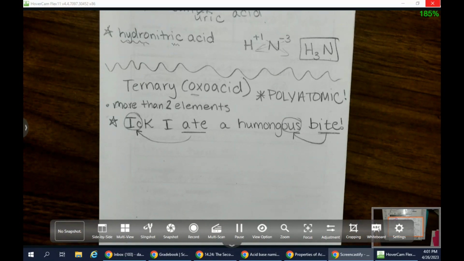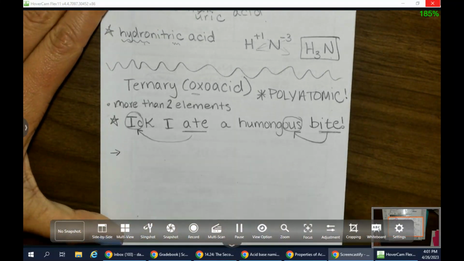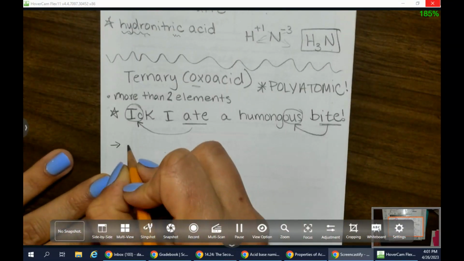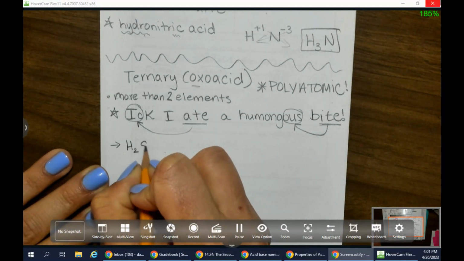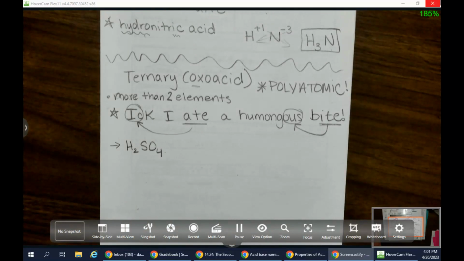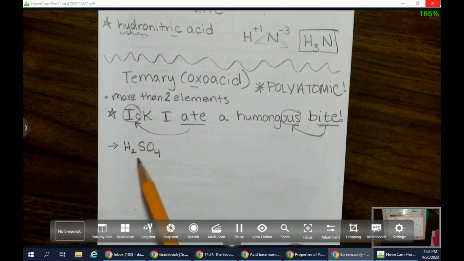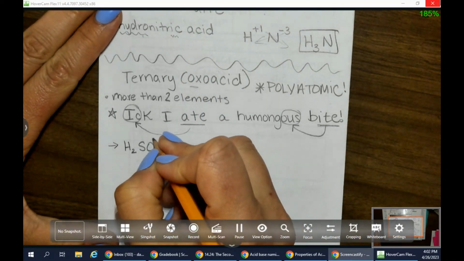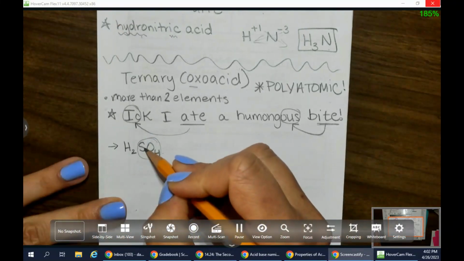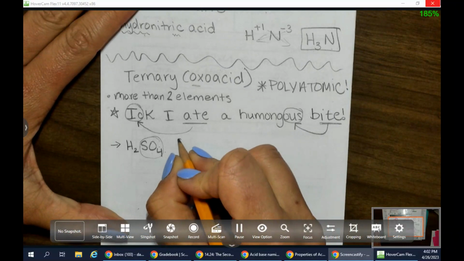All right, so I ate a humongous bite. Here are examples. We'll start with the one that was in the warm-up today: H2SO4. The minute I see that this has 3 different types of elements, then I know it's ternary, and I'm like, nope, not binary. No hydro. You can't use hydro, because hydro is only for binaries. So we have to focus in on what the polyatomic involved is. Go ahead and circle the polyatomic here. That is SO4. Let's look at our list.